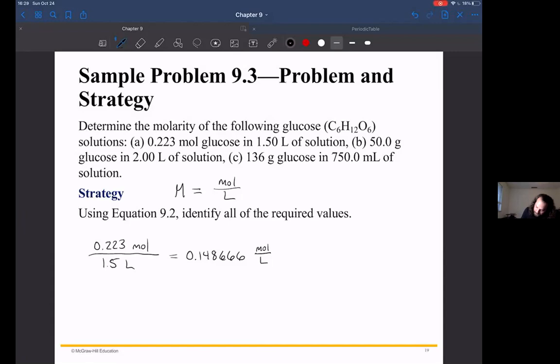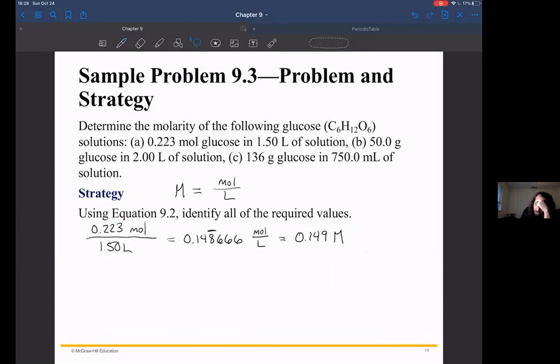And then sig figs, I should have this. So this is 0.149 moles per liter. And again, instead of writing moles per liter, we can write just that big M, because that's what that big M means. All right, so this would be a 0.149 molar solution. Okay.